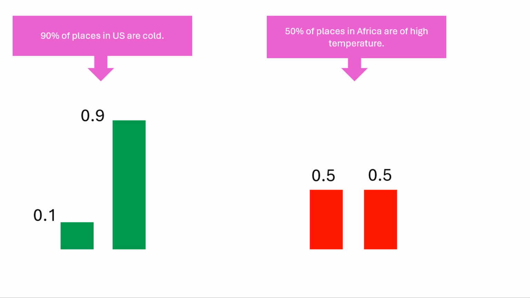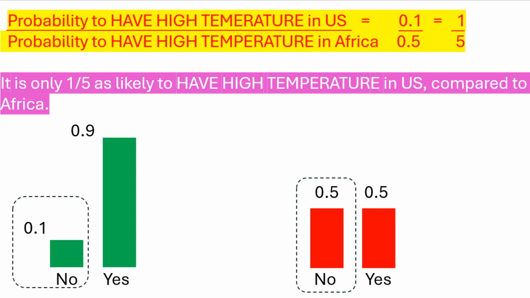So with this information, we can always present it in terms of a ratio. We can calculate the ratio of the probability of high temperature in US to the probability of high temperature in Africa, which is 0.1 upon 0.5, which is as good as 1 by 5. You can also see that I have encircled the relevant part of the graph here, and from this ratio we can get that it is only 1 by 5 as likely to have high temperature in US compared to Africa.